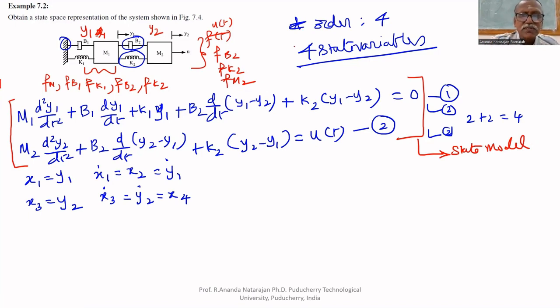So first thing is we have to find the order of the system. The order of the system is 4. Therefore, 4 state variables are there. Now we are assigning the 4 state variables.